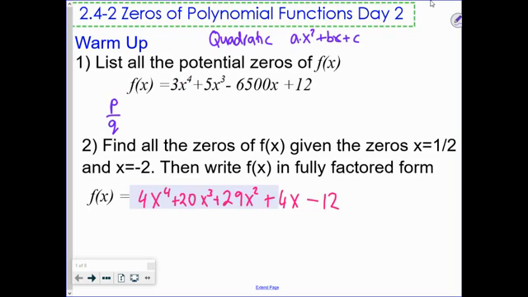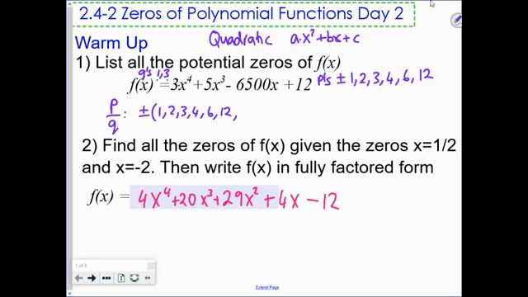Your p's are your factors of 12, so they would be plus or minus 1, 2, 3, 4, 6, and 12. And your q's are all the factors of your leading term, and the factors of 3 are 1 and 3. So our list of all the potential zeros that we could use for guessing and checking would be plus or minus all of the p's divided by 1: 1, 2, 3, 4, 6, and 12, then all of the p's divided by 3.